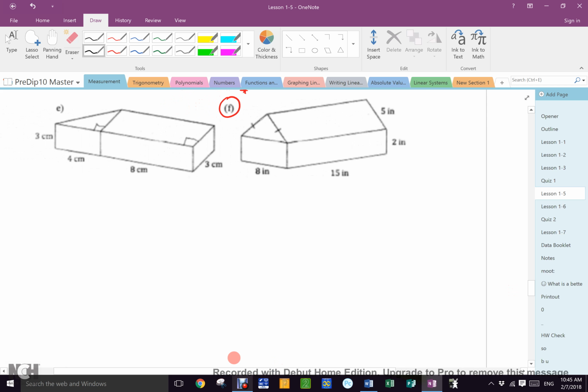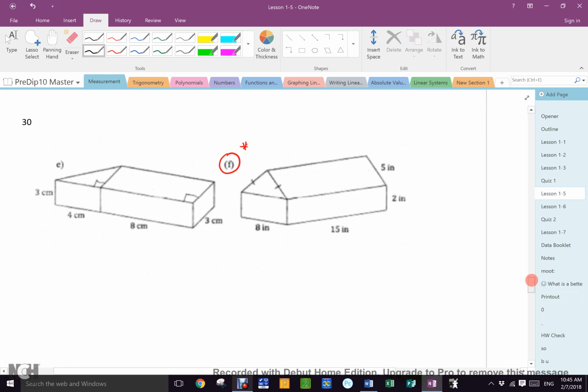This one right here is a little bit tricky, right? What are the tricks that you're going to need to do? Are you going to need that side? Yeah, you are. How are you going to find it? Pythagoras. Excellent. That's the only trick there.